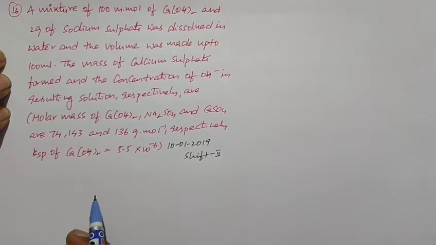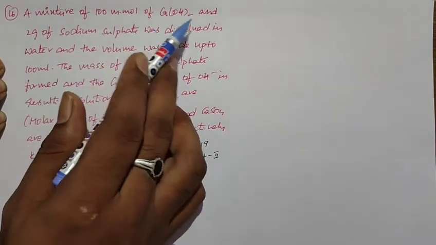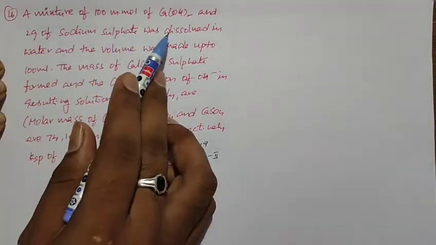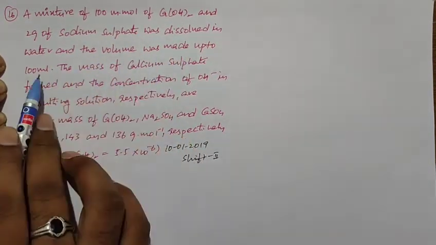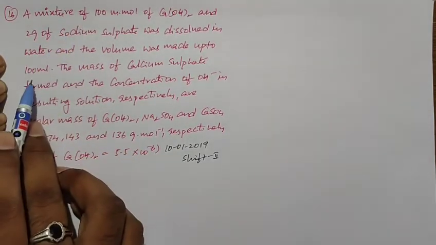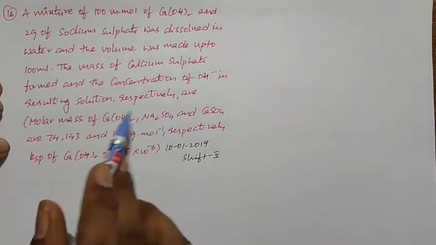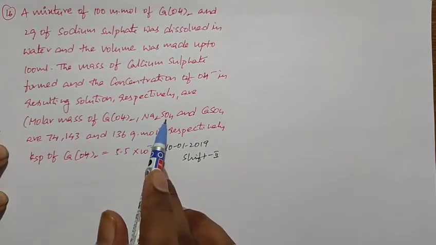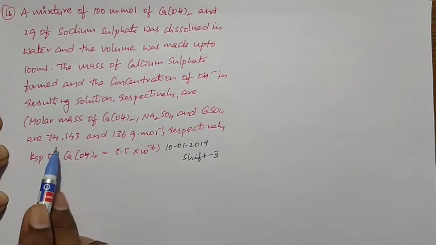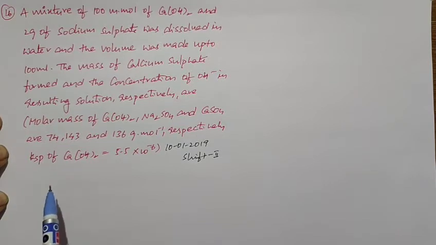This question was given in the 10th January 2019 shift 2 paper. A mixture of 100 millimoles of calcium hydroxide and 2 grams of sodium sulfate was dissolved in water and the volume was made up to 100 ml. So the volume of the mixture is 100 ml. The mass of calcium sulfate formed and the concentration of OH minus ions in the resulting solution respectively are. Here they give the molecular weights of calcium hydroxide, sodium sulfate and calcium sulfate as 74, 143 and 136 grams per mole respectively, and the solubility product of calcium hydroxide is given as 5.5 into 10 power minus 6.